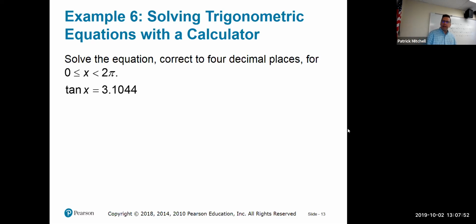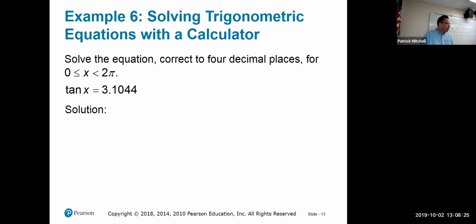All right, so now we get into a couple of examples with using the calculator to solve trigonometric equations. The first example is: solve the equation correct to 4 decimal places in the interval from 0 to 2 pi for tangent x equals 3.1044. The first thing I will point out, and when I get to the point where I need to do this, I'll switch over to the calculator.